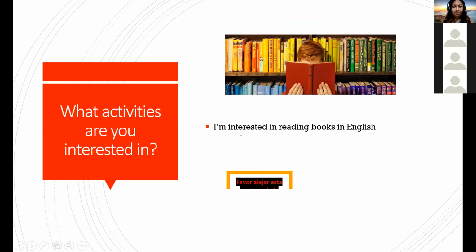All right, let's see. Help me read this one. It says, what activities are you interested in? Okay, and my example is, what does it say over there? I'm interested in reading books in English. Okay, what about you guys? Tell me about yourselves. I am interested in, I don't know, seedlings. Okay. Plants. All right, that's good.